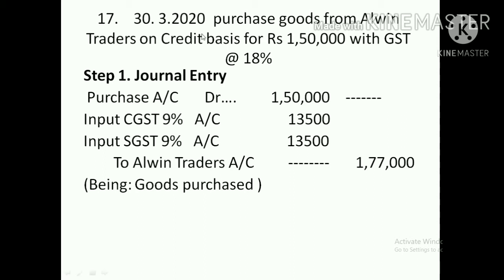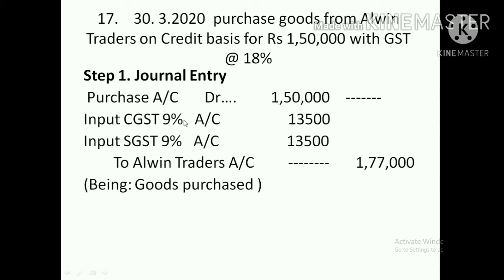So the goods value is rupees 1,50,000 along with GST at 18%. These goods are purchased within the state, so we should be paying CGST and SGST. Whatever percentage of GST is charged should be divided in equal parts. So while passing the entries, the accounts are purchase account at 18%, then input GST in the form of input CGST 9% out of 18, and input SGST 9% out of 18.